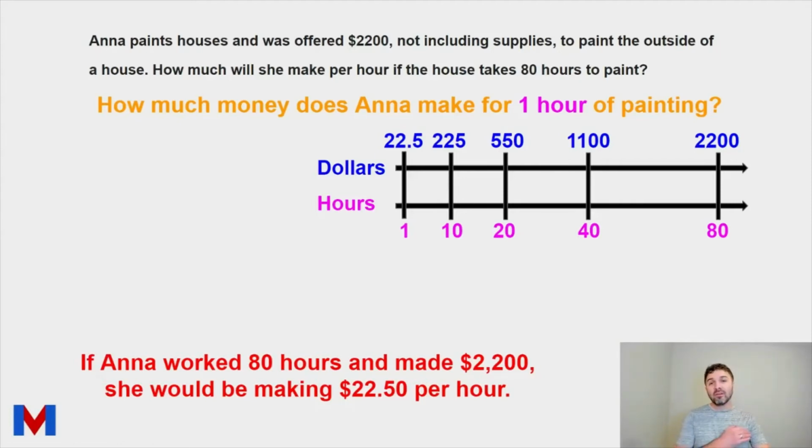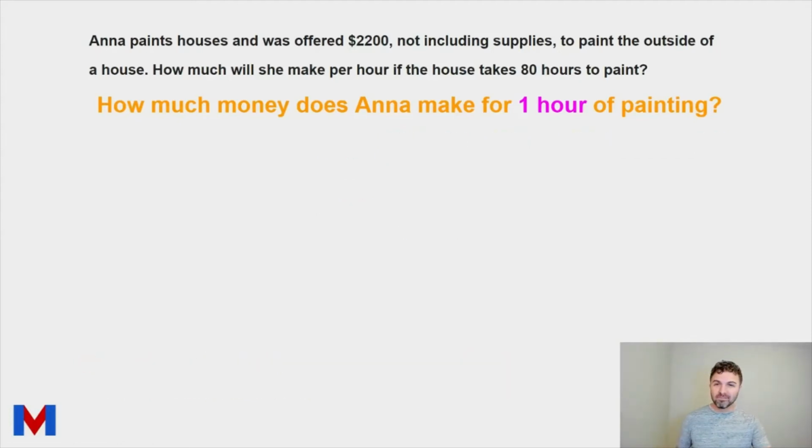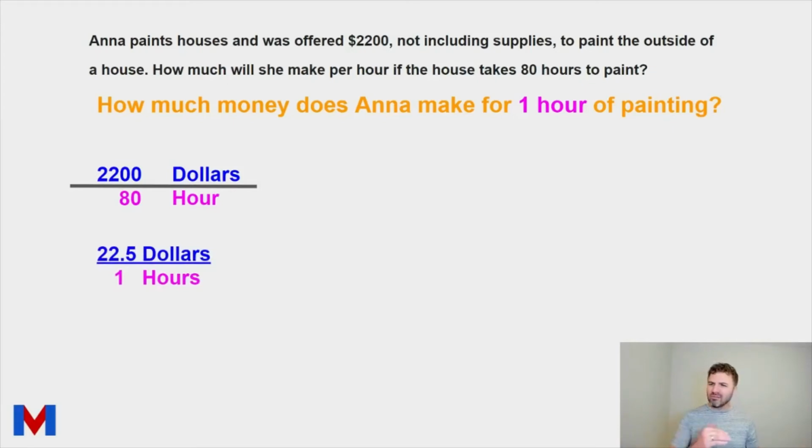Let's go with the fraction method, okay? This here, I know that I'm doing dollars per hour, so dollars divided by hours is always the order that you read it. Dollars per hour, dollars divided by hours. I know that she's making $2,200, and that will take 80 hours. And if you remember, fractions are just division, okay? Fractions are division. So to simplify this, I'll take 2,200 divided by 80 and make $22.5 for 1 hour.